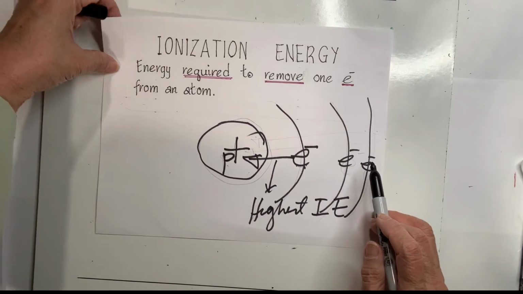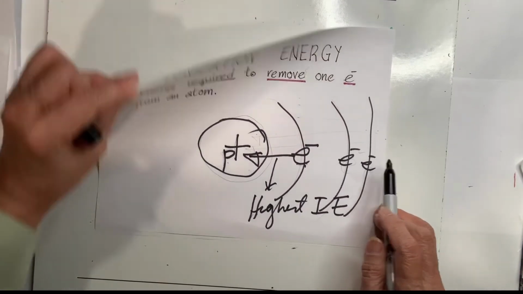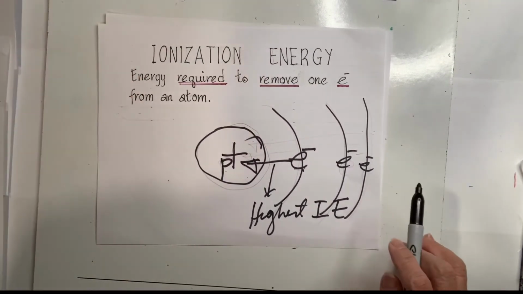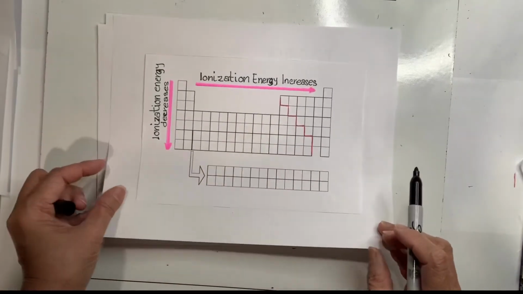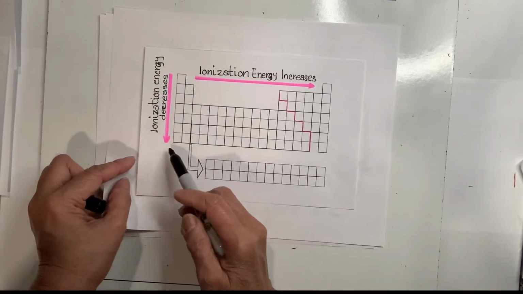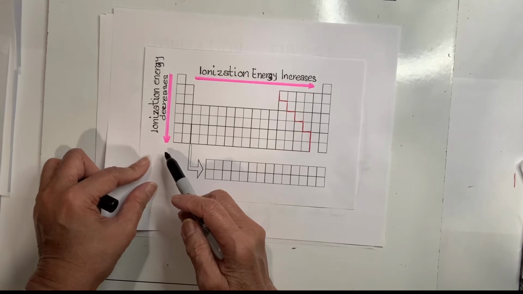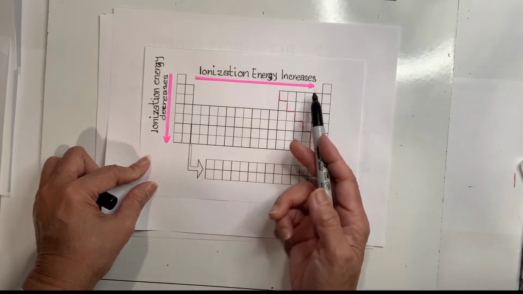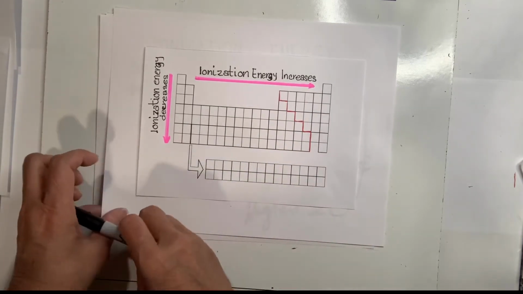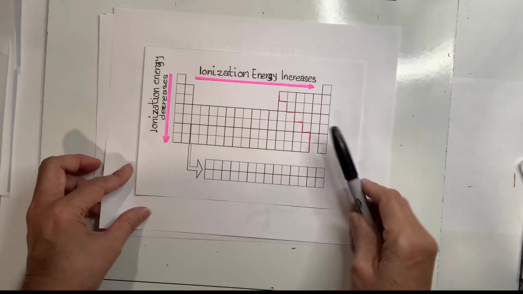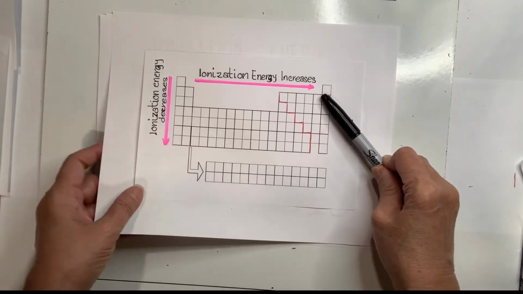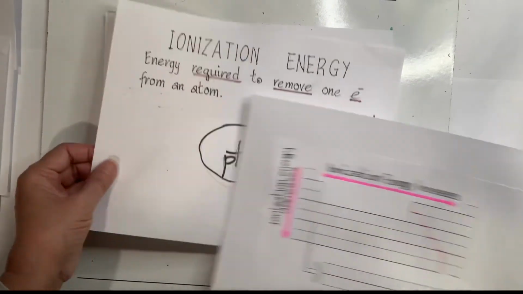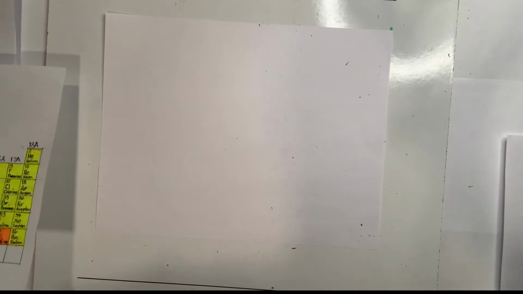So, what is our trend? From top to bottom, ionization energy decreases because the size increases. BLB, bottom, big. So it decreases. And ionization energy increases from left to right because the smallest size atoms are on the right. Okay. So that's ionization energy. So next we go to the metallic character trend.